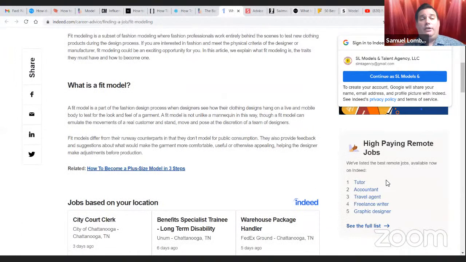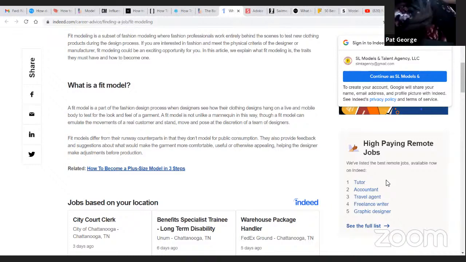What is a fit model? A fit model is a part of the fashion design process when designers see how their clothing designs hang on a live and mobile body to test for the look and feel of a garment. A fit model is not unlike a mannequin in this way, though a fit model can emulate the movements of a real customer and stand, move, and pose at the discretion of a team of designers.